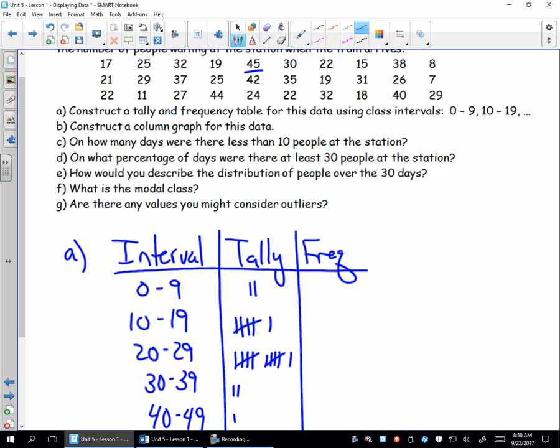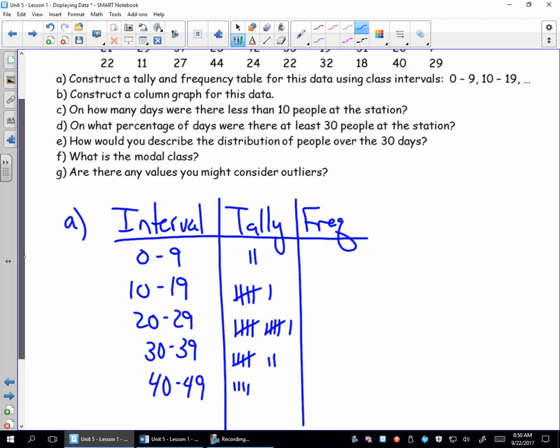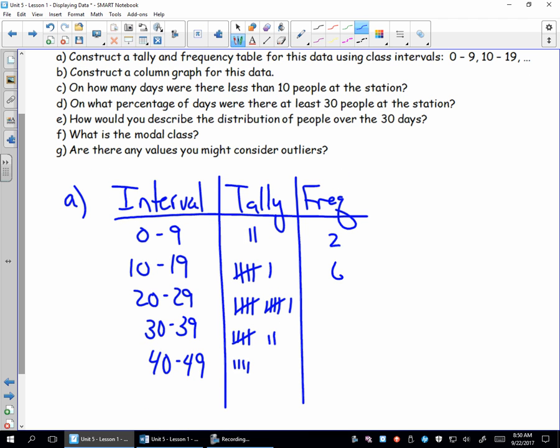that many, that many, and that many. Or, if you count them as frequencies, 2, 6, 11, 7, and 4. And there's a tally chart.